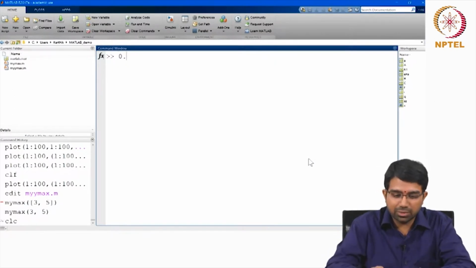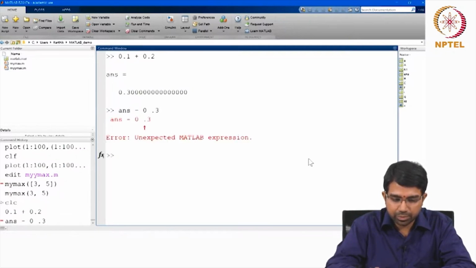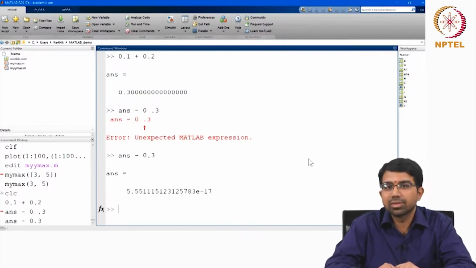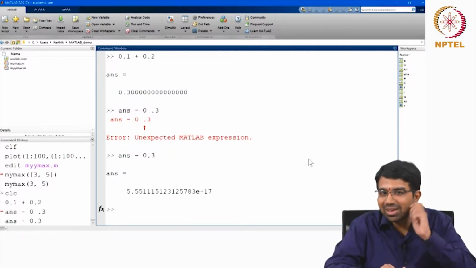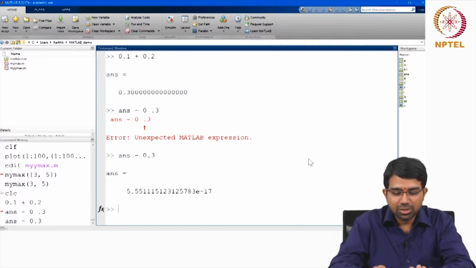You can always have some interesting results. Right. So, oops, 0.1 plus 0.2 minus 0.3 is not 0. Welcome to floating point world, right.